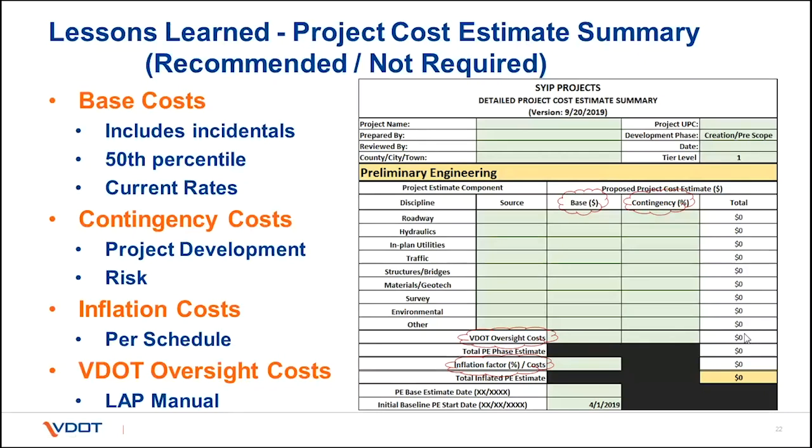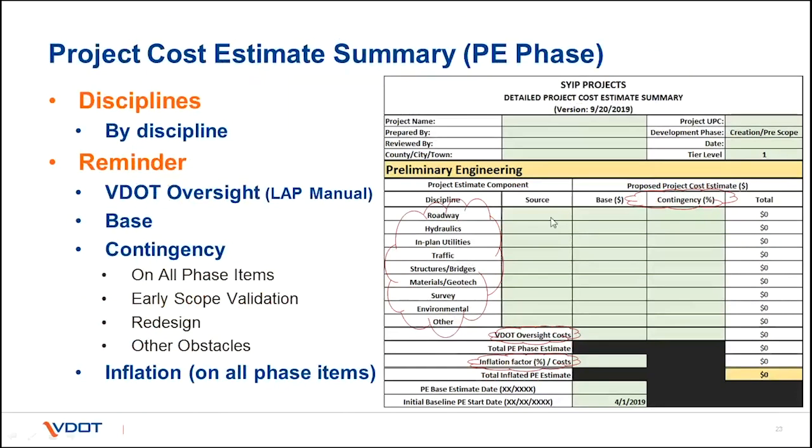This is generally how the three components of the form will look, but just to go through these, these are my last three slides. For the PE phase, again, we've broken up the disciplines that are typically on any project. You have the contingency percentage and costs that'll get picked up here, the VDOT oversight, and the inflation. We're just making sure all the costs associated with the project and for each discipline are covered.